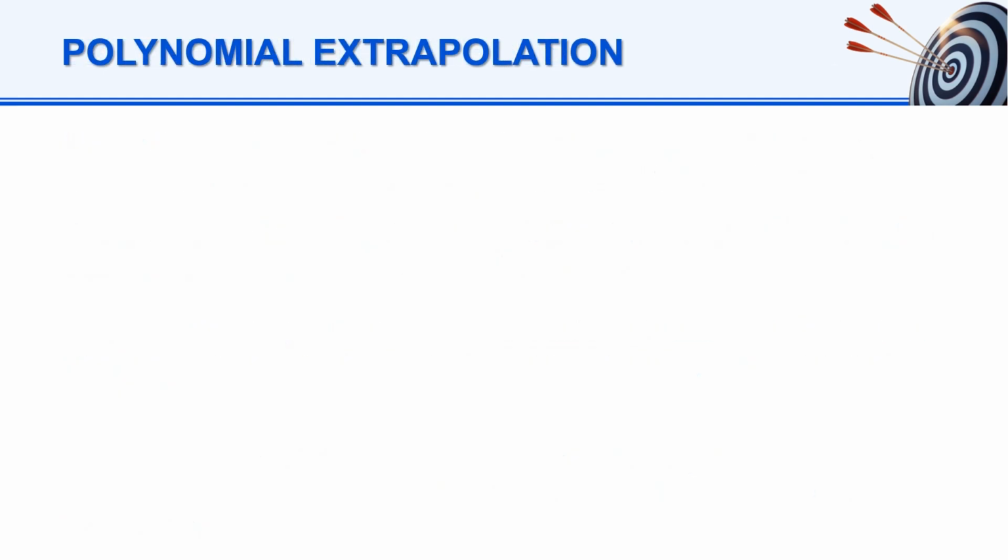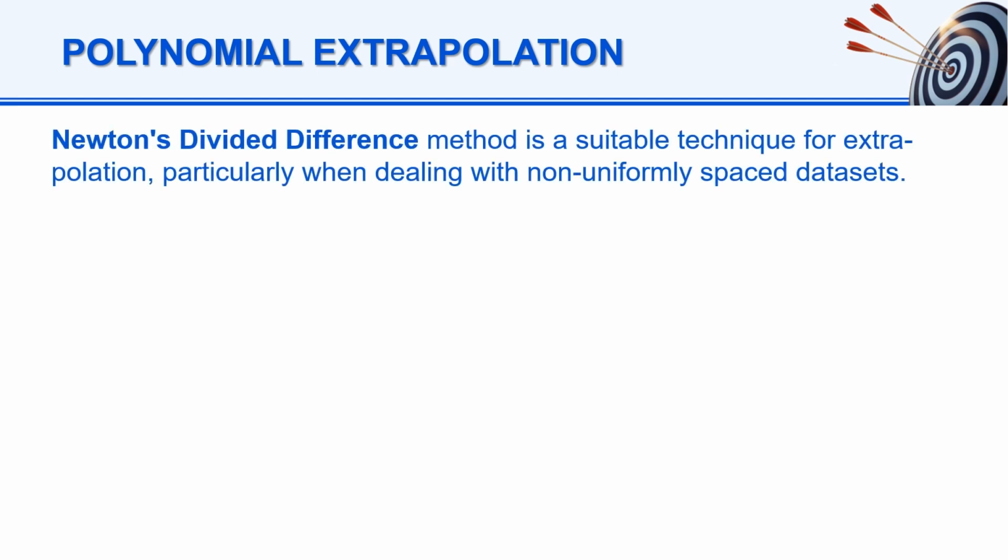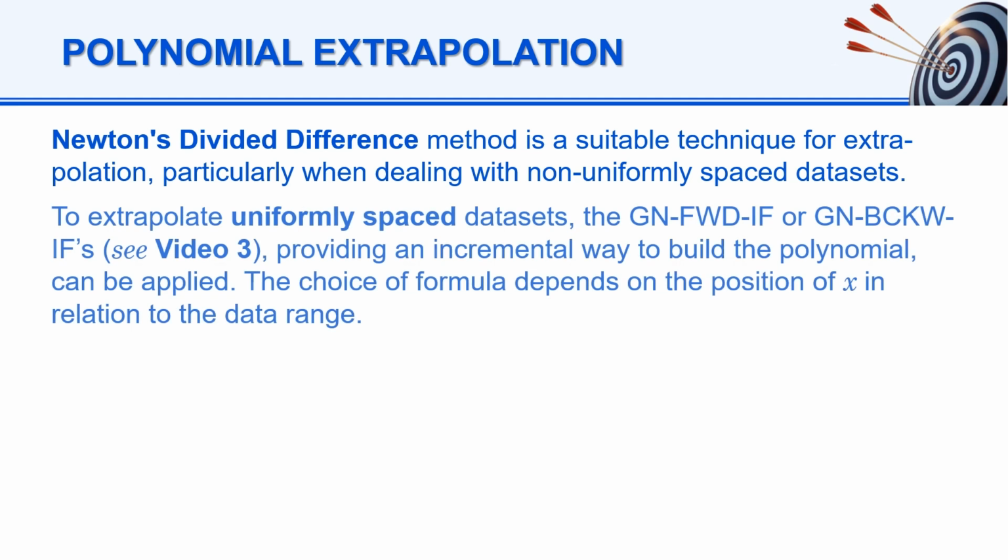Newton's divided difference method is a suitable technique for extrapolation, particularly when dealing with non-uniformly spaced datasets. To extrapolate uniformly spaced datasets, the Gregory-Newton Forward or Backward interpolation formulas, see Video 3, providing an incremental way to build the polynomial, can be applied. The choice of formula depends on the position of x in relation to the data range.